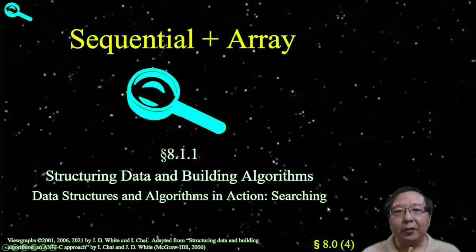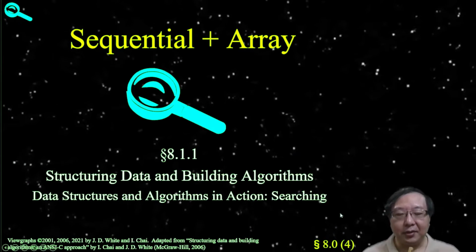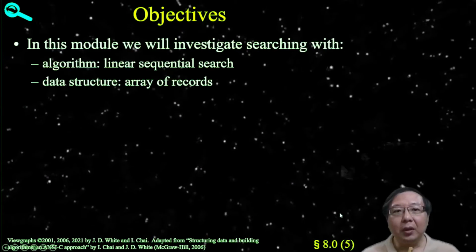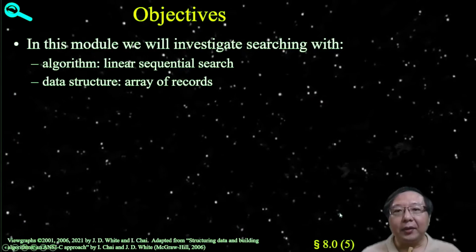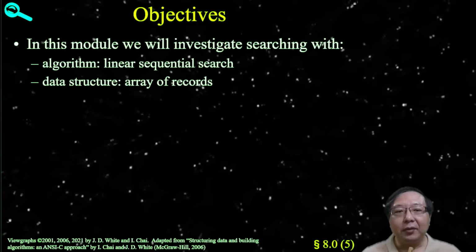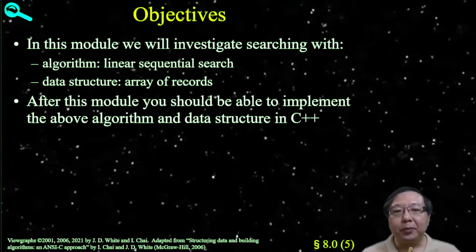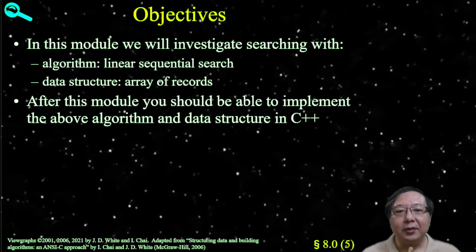So let's go look at sequential search using array of records, which is the easiest one. So now we'll look at the algorithm for linear sequential search and using the data structure of array of records. So after this module, you should be able to implement this in C++.